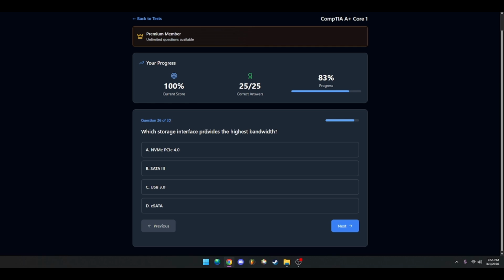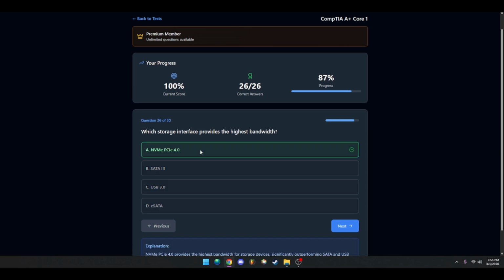Which storage interface provides the highest bandwidth? Give you guys a moment to think. And the answer would be NVMe PCIe 4.0. This is the latest technology when it comes to storage devices and computers. It vastly outpaces hard drives, vastly outpaces solid state. So this would be the correct answer for this question.